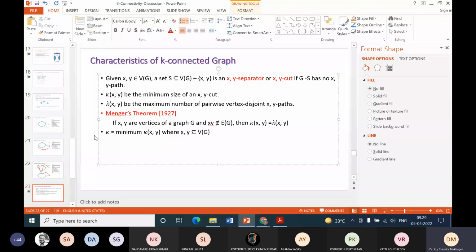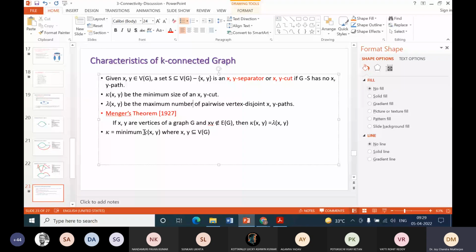Now Menger proved the theorem that if X and Y are any two vertices of a graph G, and there is no edge between X and Y, in that case kappa XY is equal to lambda XY. Okay. Now, what is the original kappa? The original kappa is the minimum kappa XY over all X, Y belonging to V(G). So kappa is called the vertex connectivity.